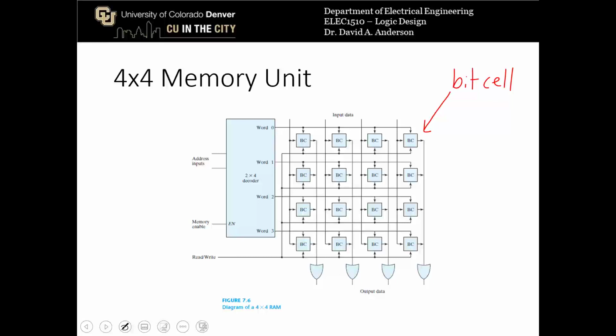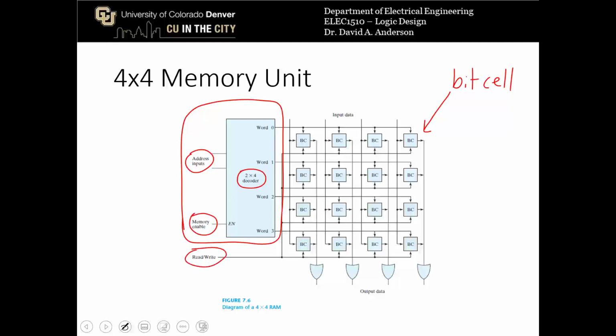Okay, so we also have an address decoder right here. That is just a simple 2x4 decoder because we only have a 4x4 memory unit, so we only have 4 addresses that we can pick from. So we have address inputs. Those can go from 0, 0 up to 1, 1. Memory enable, that would just enable the decoder. And then a read-write line. We have input data up here and output data down here.